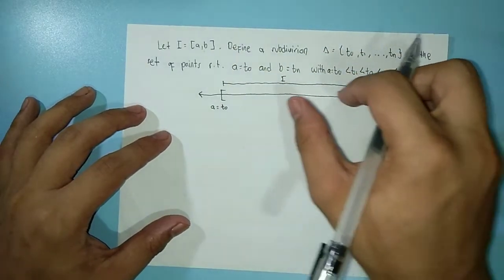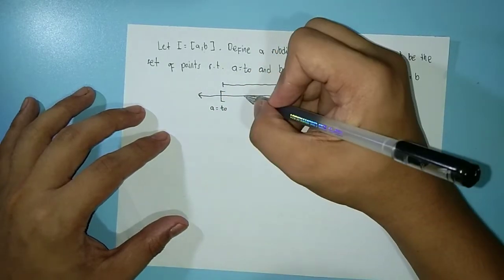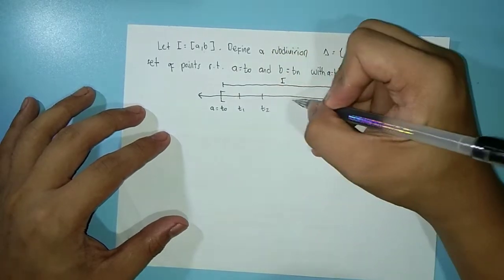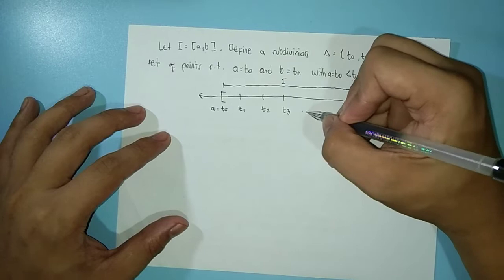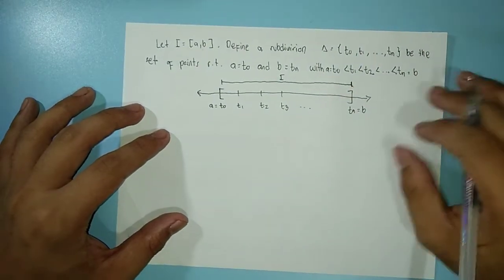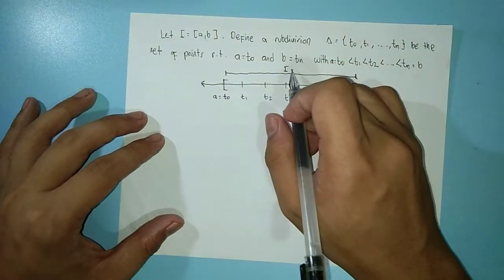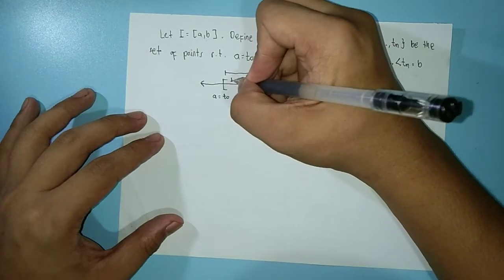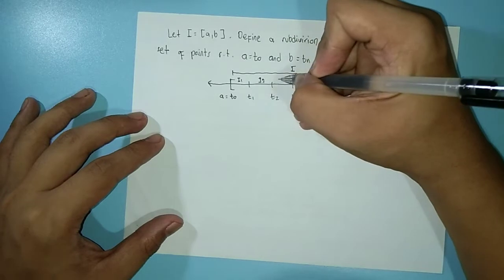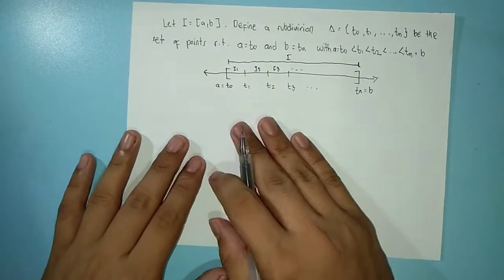Then ang gagawin natin, ipapartition natin tong interval, kumbaga hati-hatiin natin. So let's say ito yung magiging t sub 1, ito yung magiging t sub 2, ito yung magiging t sub 3, and so on hanggang dito sa t sub n, which is equal to b. Okay, so yan, pinartition natin yung interval. So ito yung magiging I sub 1, so interval nito, tapos I sub 2, I sub 3, and so on.